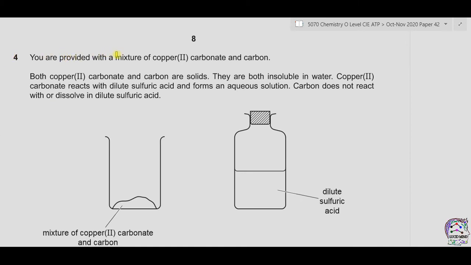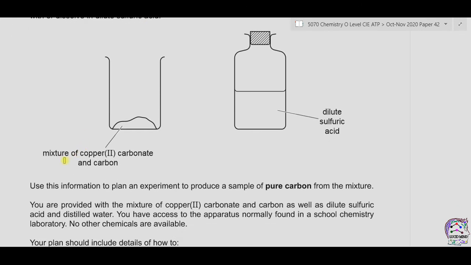Question 4. You are provided with a mixture of copper(II) carbonate and carbon. Both copper(II) carbonate and carbon are solids. They are both insoluble in water. Copper(II) carbonate reacts with dilute sulfuric acid and forms an aqueous solution. Carbon does not react with or dissolve in aqueous dilute sulfuric acid. In the diagram, they have given a mixture of copper(II) carbonate and carbon, and this one is dilute sulfuric acid. Use this information to plan an experiment to produce a sample of pure carbon from the mixture.